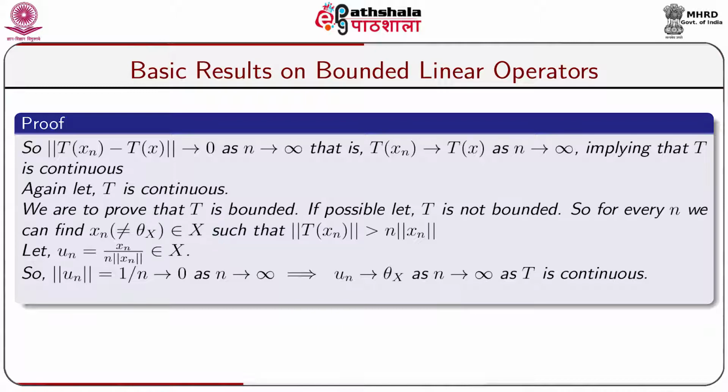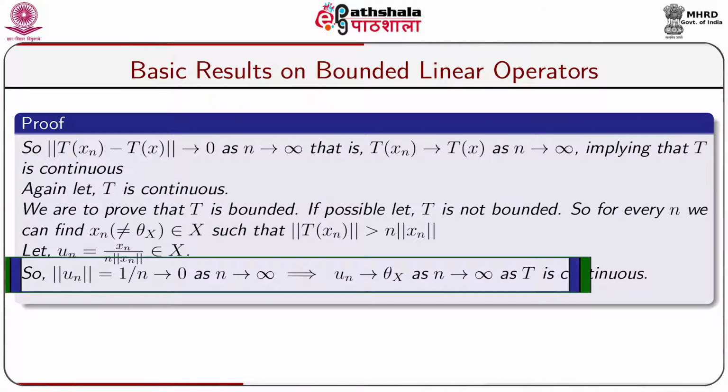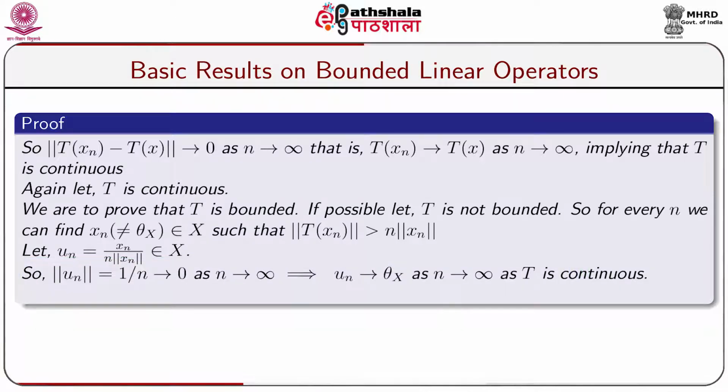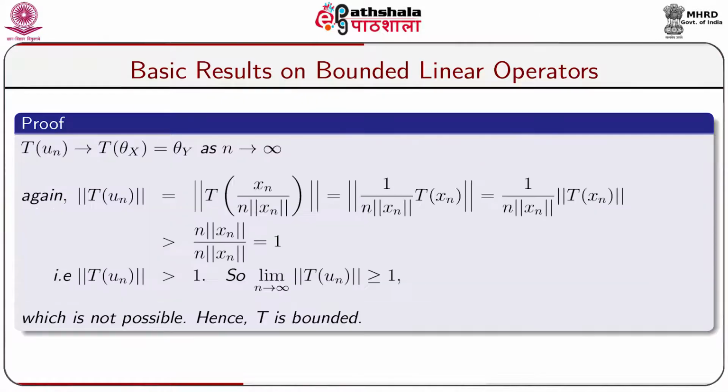Let u_n is equal to x_n by n into norm of x_n, which is an element of capital X. So, norm of u_n is equal to 1 by n, which goes to 0 as n tends to infinity, and this implies u_n goes to the 0 vector of capital X as n tends to infinity. As T is continuous, T of u_n goes to T of theta_X, which is equal to theta_Y, as n tends to infinity.